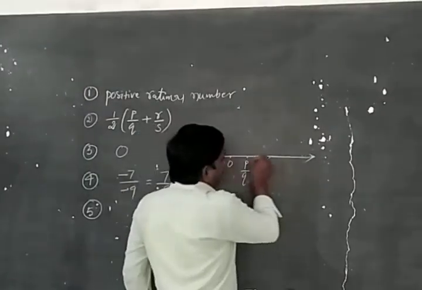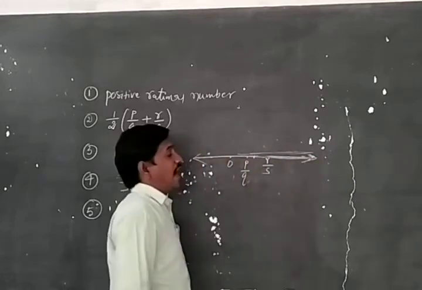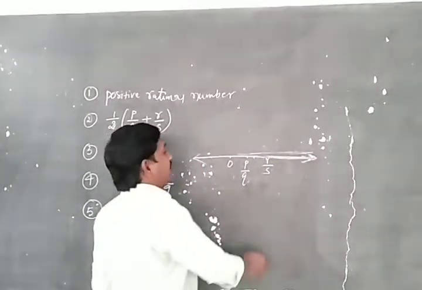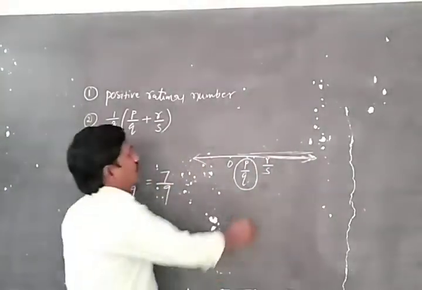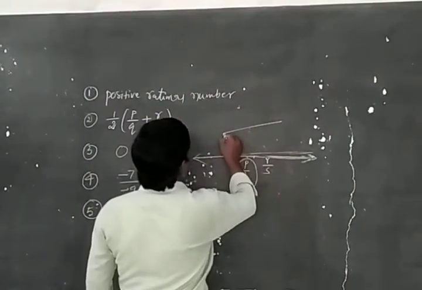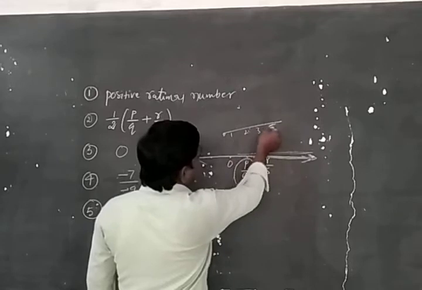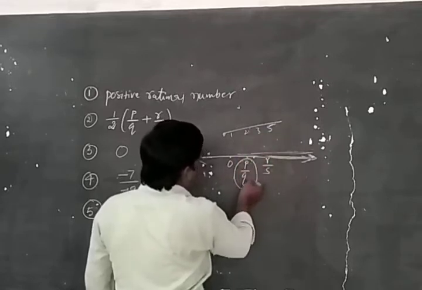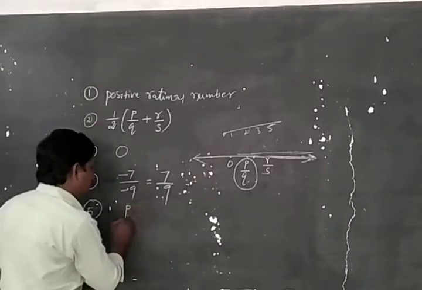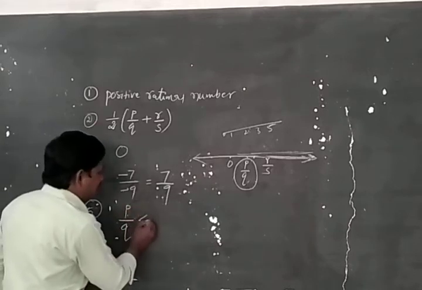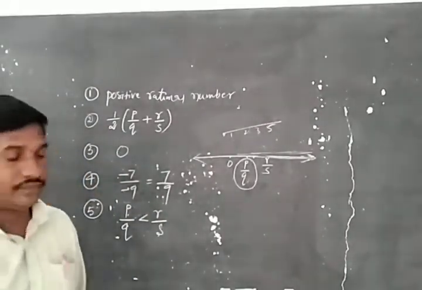So here, as you go to the right, the value of the number increases. That's why P by Q is less than R by S. So we know that 0, 1, 2, 3, 4, 5. 2 is less than 3, 3 is less than 5. That's why P by Q is less than R by S. That is the correct one.